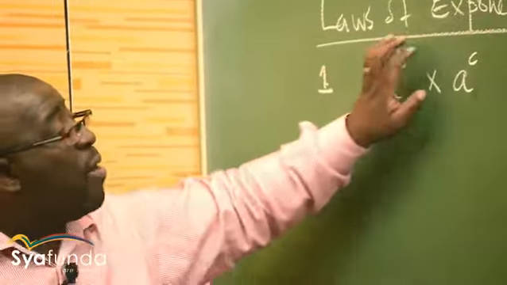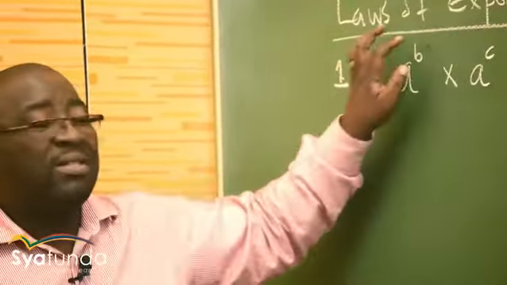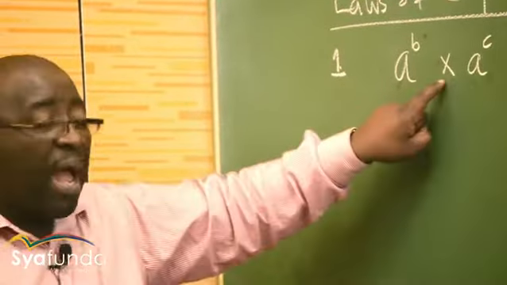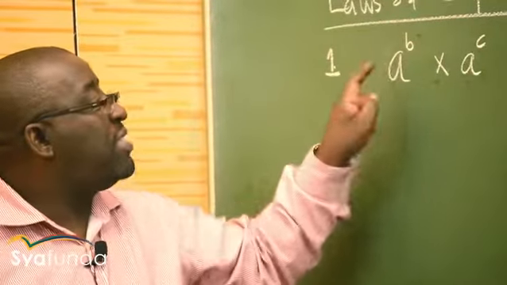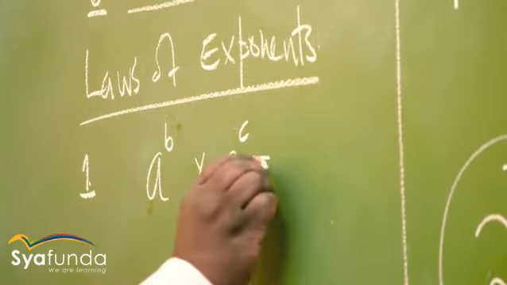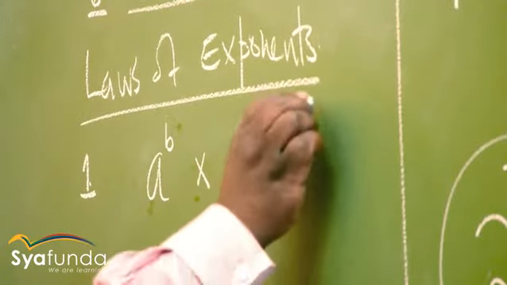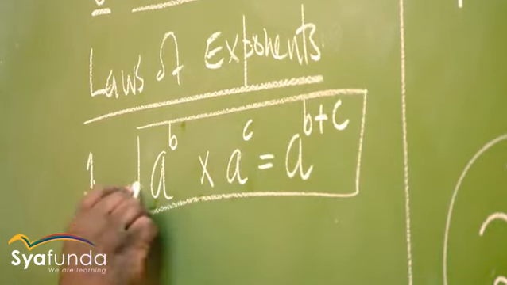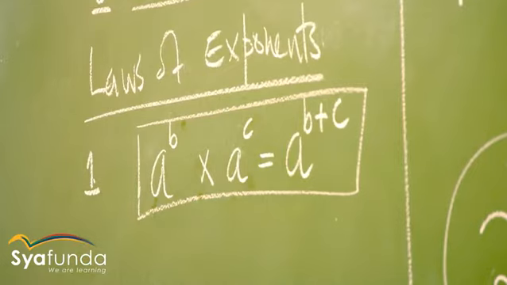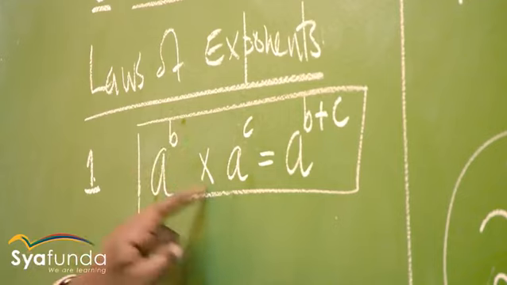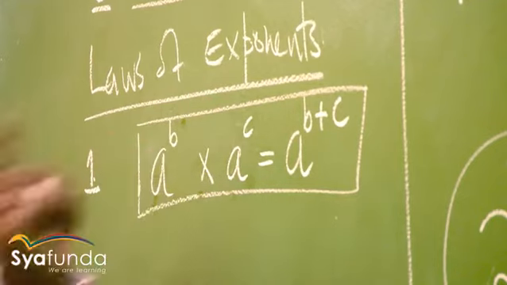When you look at these two powers, what is it that we notice? What is the base of this power? It is A. And what is the base of this power? It is also A. Now the rule says, if we multiply powers with the same base, you add the exponents. Meaning that the answer here will be A to the power B plus C. So if this is A to the power B, A to the power C, because we are multiplying, all you need to do there is to add the exponents.